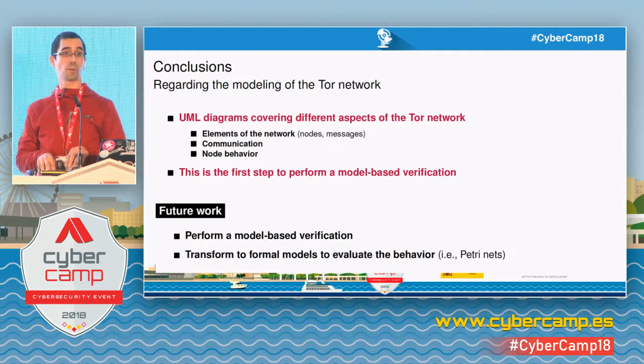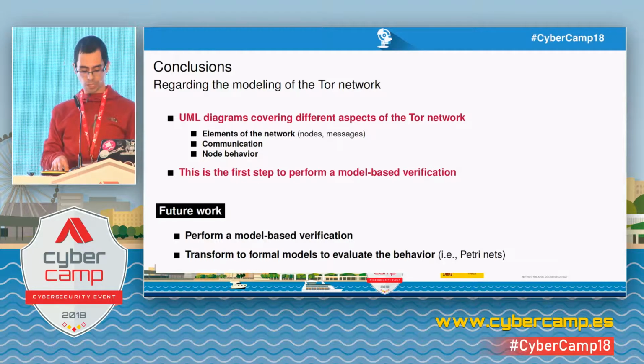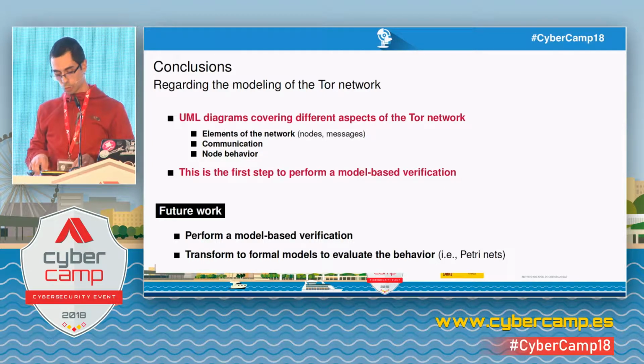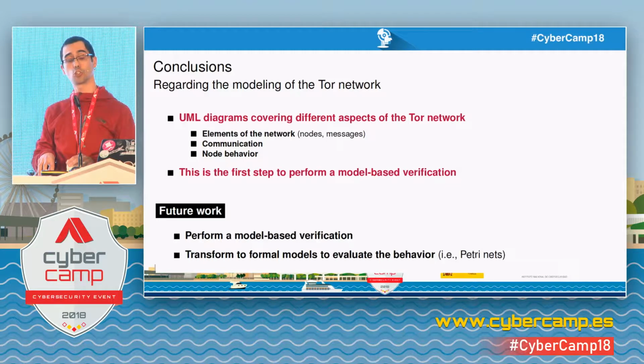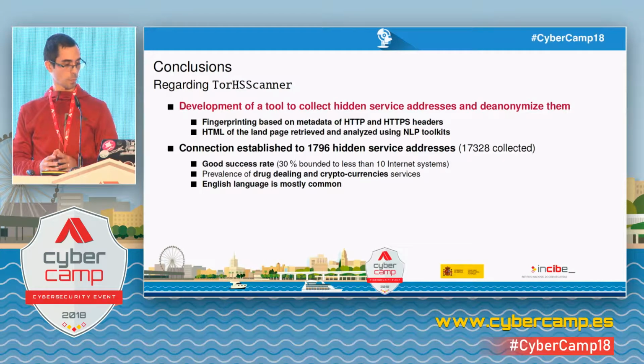And what are we planning to do in the future? The next step should be to continue working along those lines. And not only that, we would like to get these semi-informal models, the UML diagrams, and to transform them into formal models where we could implement more mathematical algorithms with the ultimate goal of evaluating their behaviors. So here we've been thinking about transforming all UML diagram models into Petri nets to have a framework of analysis.